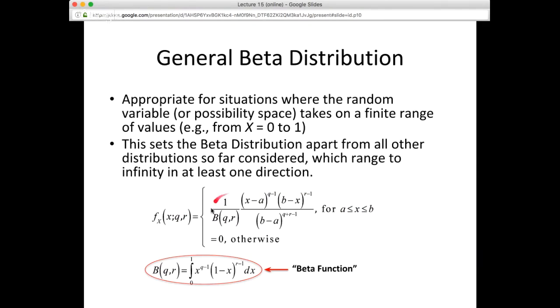So basically what you can see is you've got one over the beta function pre-multiplying this quotient, which involves a shift of x relative to a, and then a shift of b relative to x, normalized by b minus a, and then the exponents here involve Q and R, the two distribution parameters.